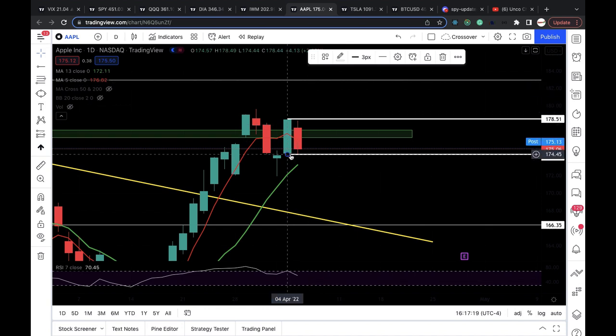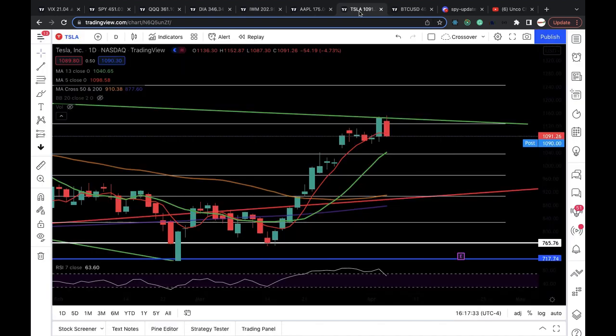The low of the mother candle is 174.44. So if Apple breaks below that, that's bearish. I've got the next support around 173. If 173 fails, a critical support at 167.4. All right, guys. So that's what I've got for Apple.